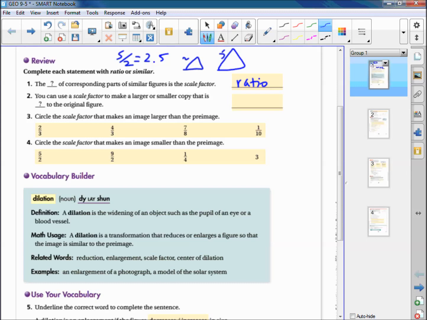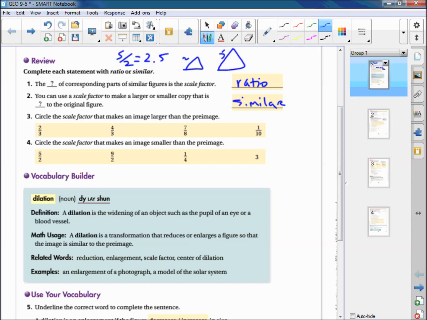You can use the scale factor to make a larger or smaller copy that is similar to the original figure. Okay, so the two shapes should still look the same, they're just different sizes. All the corresponding sides will be proportional and all the corresponding angles will be congruent.